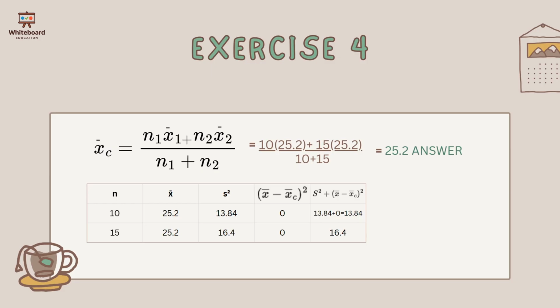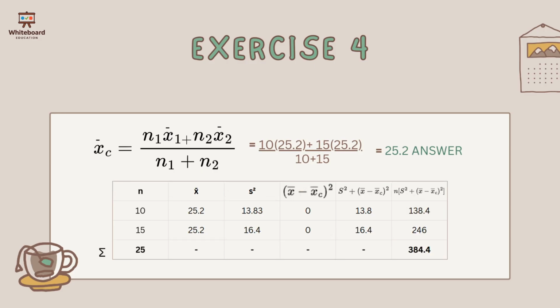Now add s square to the previous column's result. By the way, s square is simply called variance. Anyways, we add the values of s square to 0, so we get the same result as the value of s square itself. After that, we add another column, in which we multiply n with the results of the previous column, i.e., 10 multiplied by 13.83, so we get the answer 138.4. For the first row, and for the second the answer is 246.